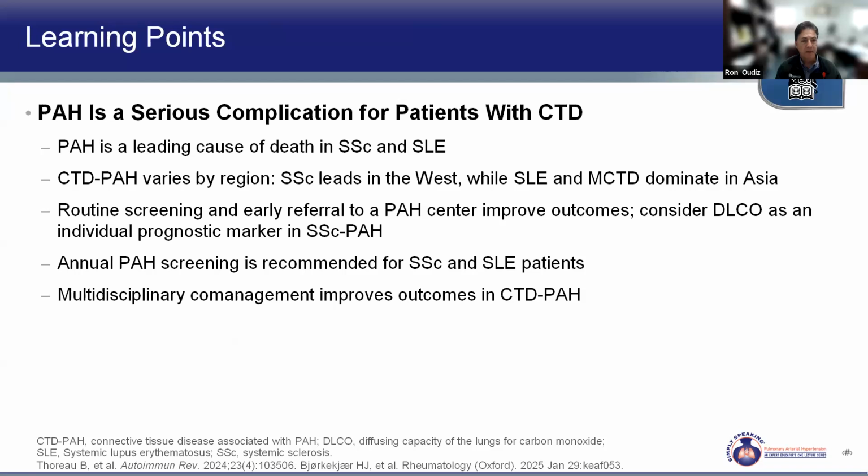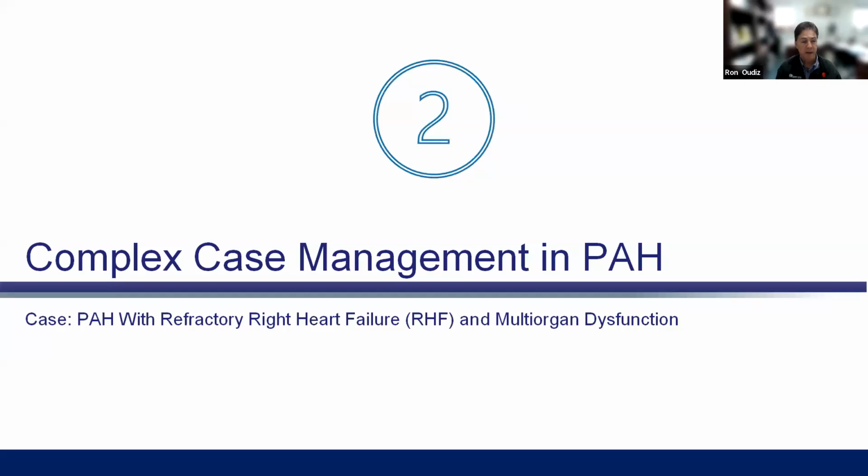So PAH is a serious complication for patients with CTD. It's the leading cause of death in scleroderma and lupus. It varies by region. There's more scleroderma in the West, while more lupus and MCTD dominate in Asia. Routine screening we already talked about, annually, and multidisciplinary co-management improves outcomes in CTD-PAH. So hopefully you have established relationships with your local rheumatologists, not only to help them understand how to screen, but also how to pick up early disease or progressing disease once they've been diagnosed.